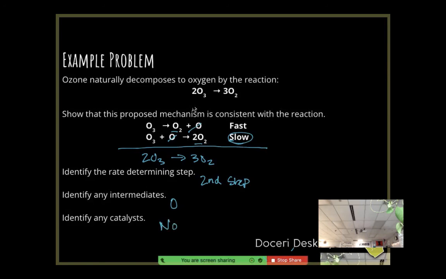Now, if you wanted to show what a catalyst would look like, if you want to add a catalyst, just so you can see, a catalyst would show up in step 1, and then it would come out in step 2. So if you added that, you could show that C would be a catalyst if we added that in.